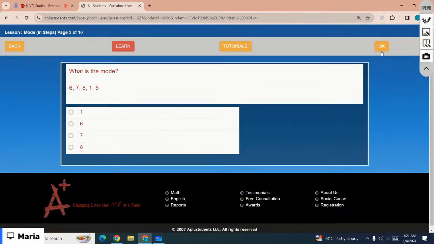Okay, the next one is what is the mod, which is the correct option. Mod is the number that appears the most of the time in the given data. So what is mod? Which number appears most of the time in the given data? The correct option is 6, right?